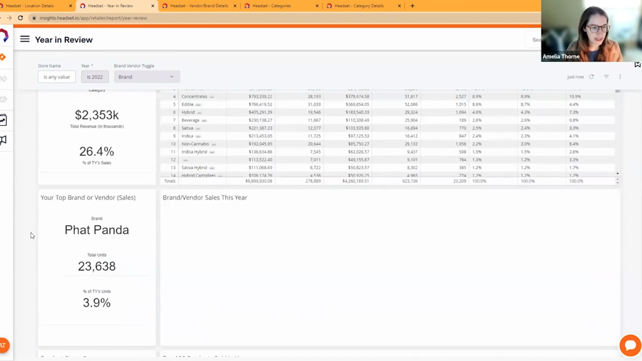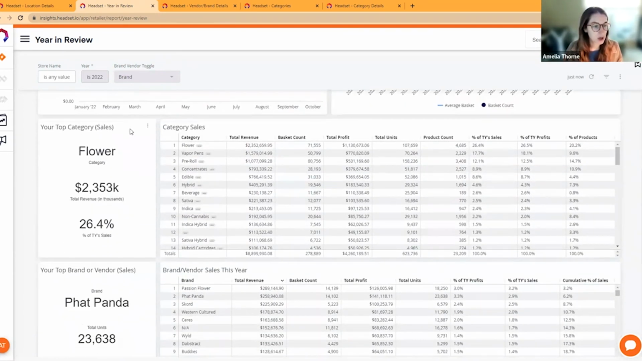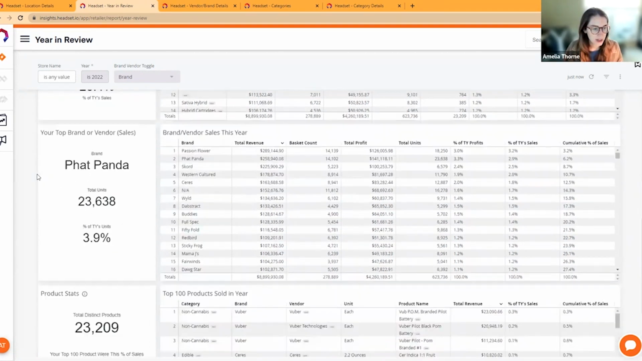Then scrolling down here, we can see, oops, a little bit of a lag time, your top category. So flour, okay, cool. But then next to it, we can see the category sales. So in this nice, neat table, we can see how our categories did, what type of revenue they brought in, how many baskets were purchased with this product, percent of this year's sales, profit and product. And then scrolling down at the very bottom, we have top brand.